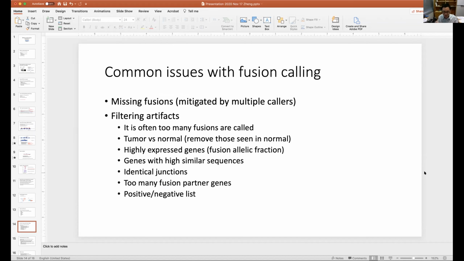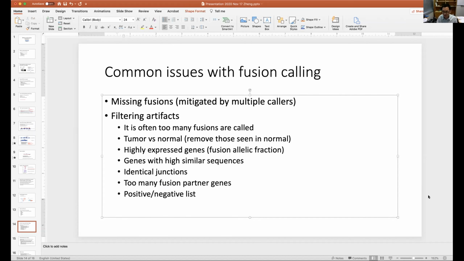But for fusion, let's say you identify a highly recurrent gene fusion and you're excited, this might be your big finding. Now look at the junction. If the junction is all identical among these events, it's more than likely this is an artifact. Remember, the fusion is very similar in a way to DNA rearrangement. It is a random process. So if you see the same identical junction in the fusion candidates, from a statistical point of view, this is very highly unlikely. Again, too many fusion partner genes.